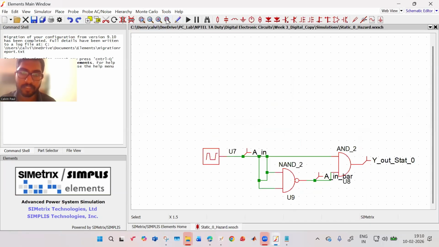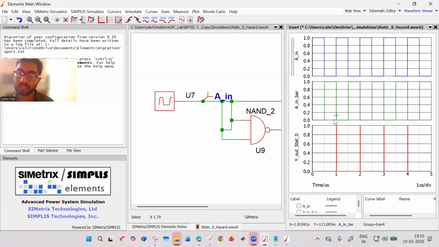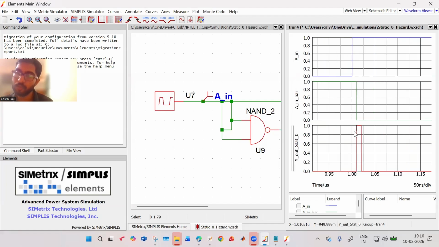Okay, this is the static 0 hazard. So you have an AND gate, you have A, you're forming A bar here, and this is your output Y, which should always be 0. But because of those delays, you will see the output Y is most of the time 0. But for a small duration, there's a sudden glitch. There's something known as a glitch, which is causing it to go 1, which should not happen, but it is happening because of the non-idealities in your circuit.